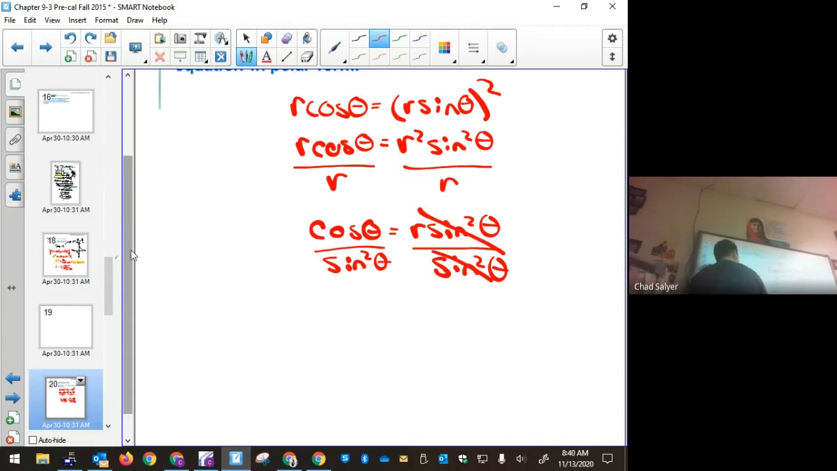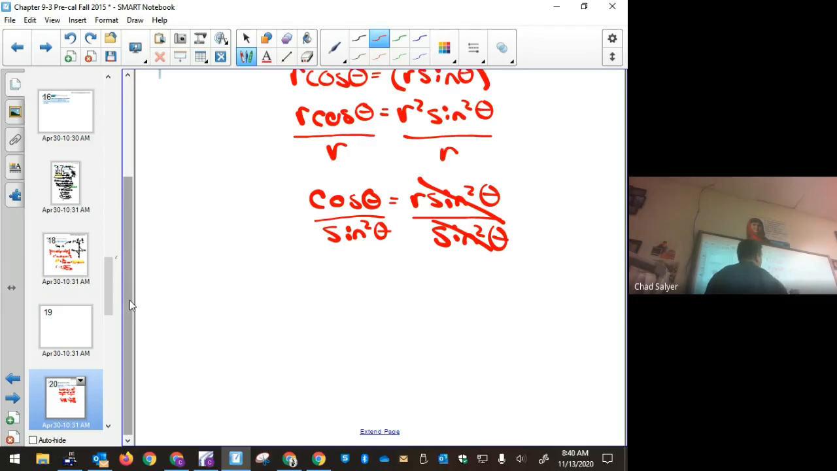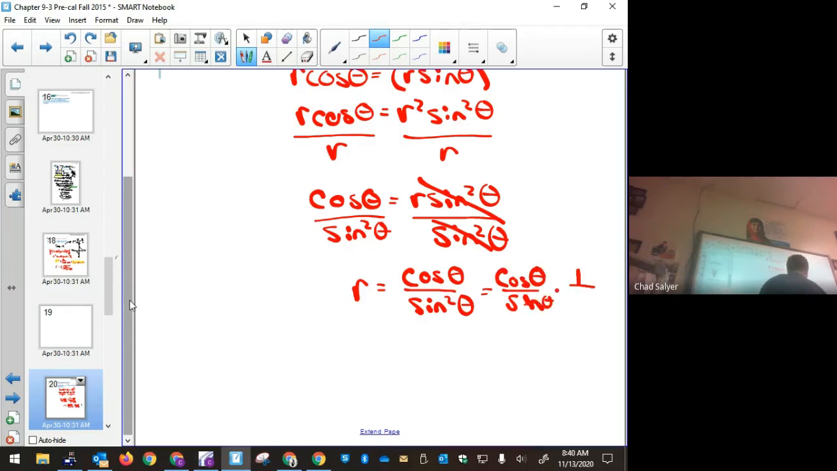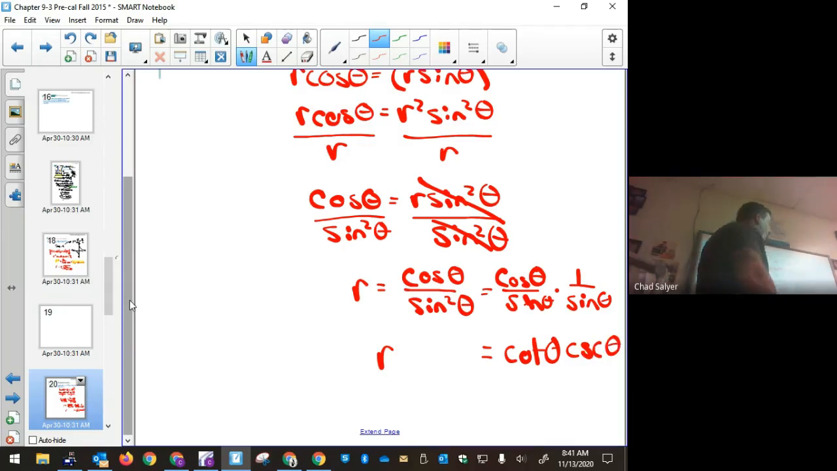And I get, I'm just going to switch the sides here. R equals cosine theta over sine squared theta. And that's one representation. We could change this around a little bit and say it is cosine theta over sine theta times 1 over sine theta, which would give us R equals cosine over sine is the cotangent, then 1 over sine is the cosecant. So cotangent theta, cosecant theta is probably the best answer, but this is perfectly fine.